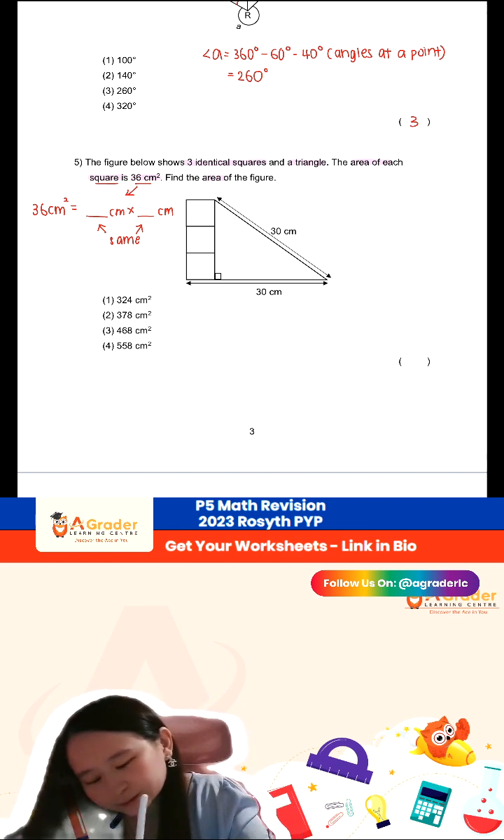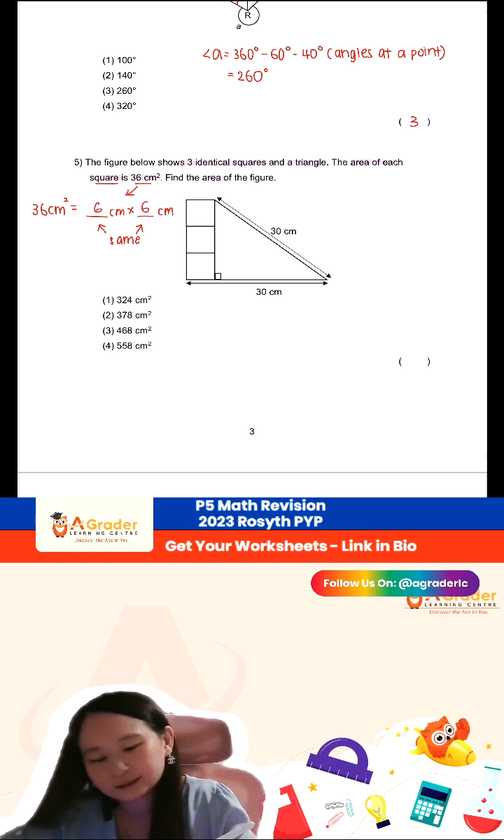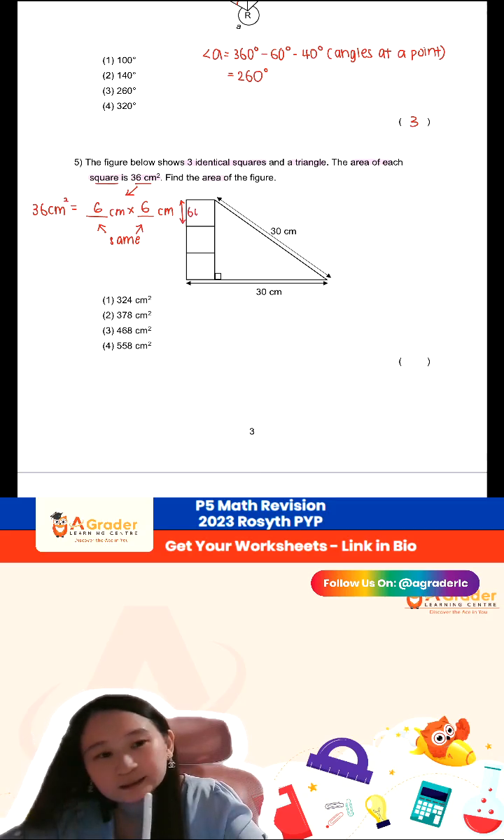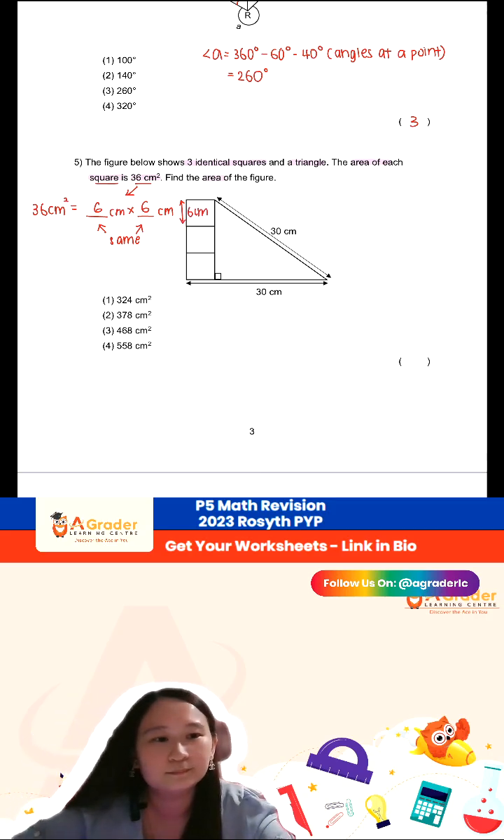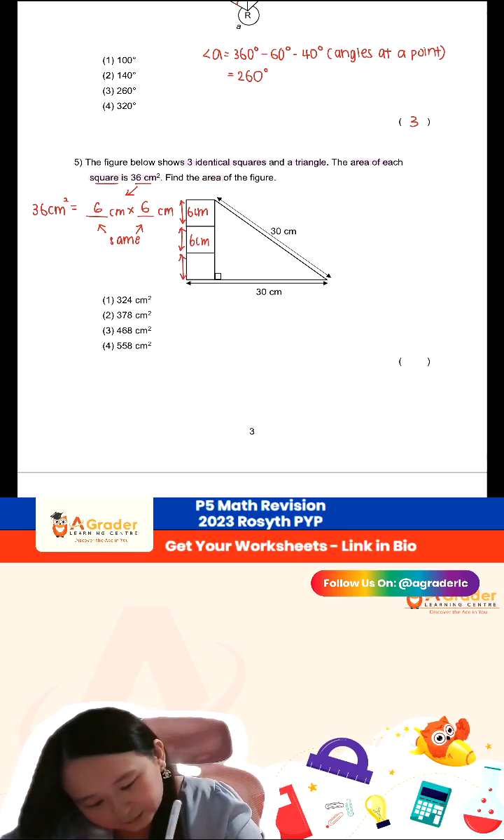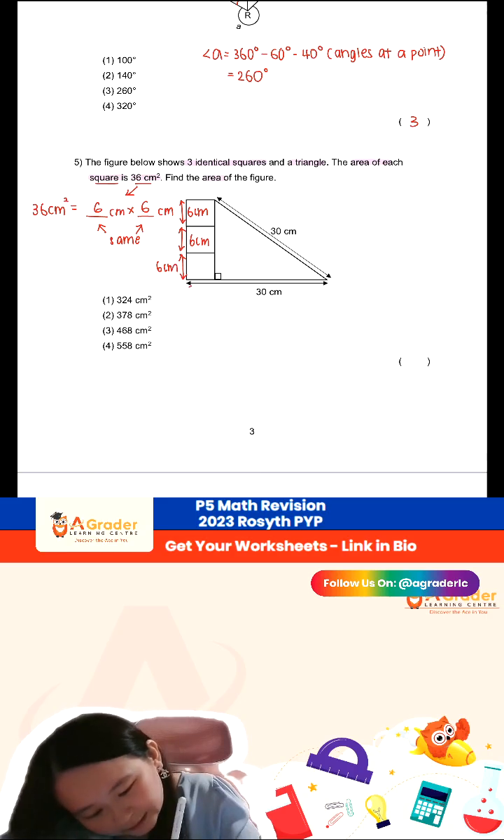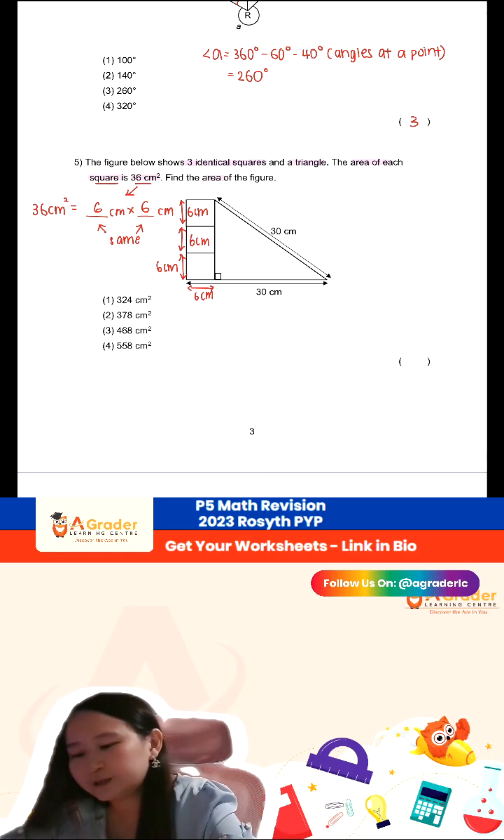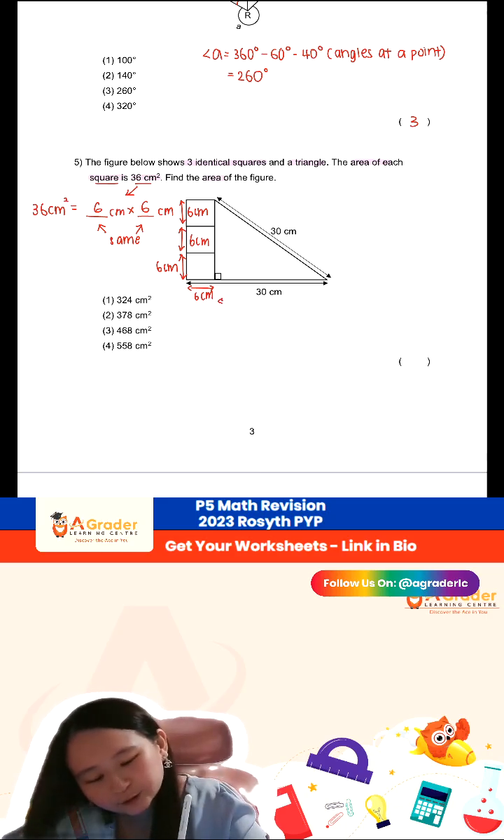Okay, so 6 times 6 will give us 36. This means that the length of each side of the square is 6 centimeters. 6 centimeters, 6 centimeters, means here must also be 6 centimeters. Okay, so with this, we can find the base of the triangle.